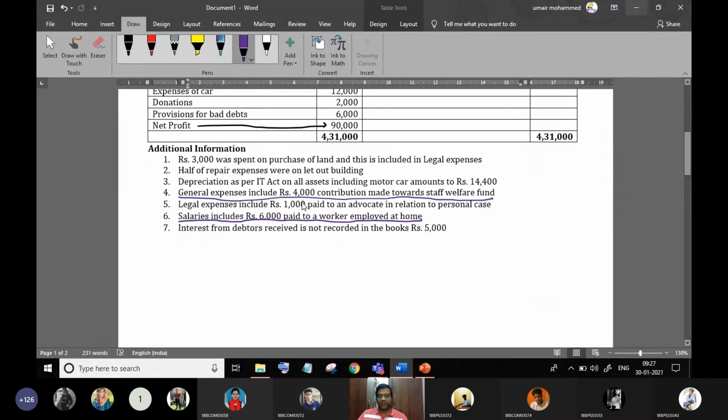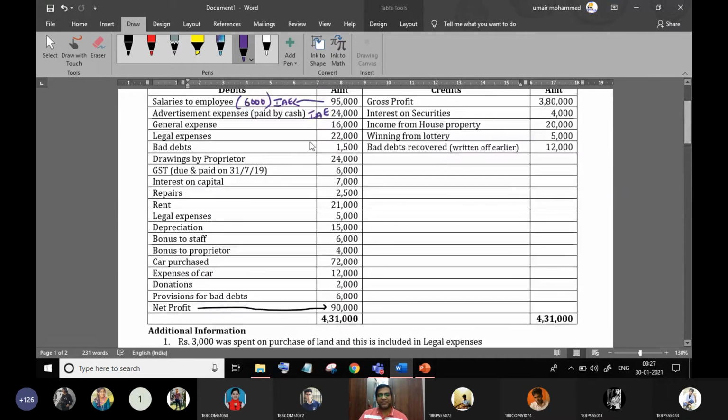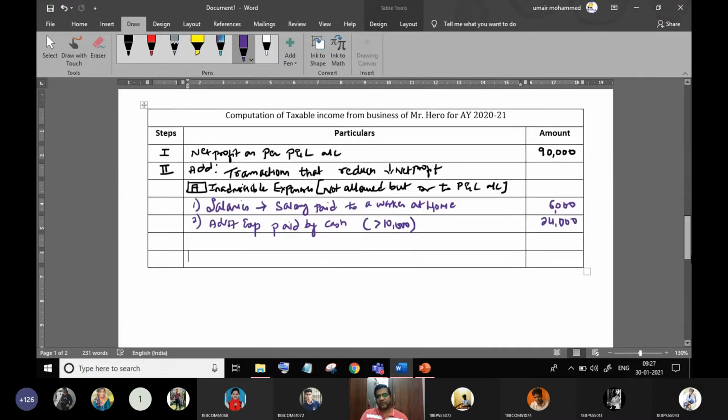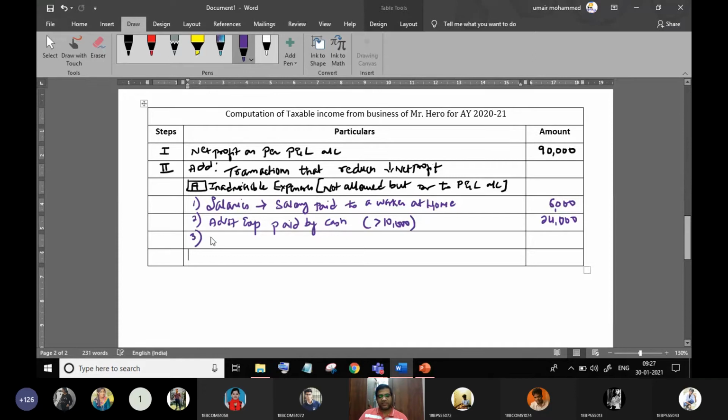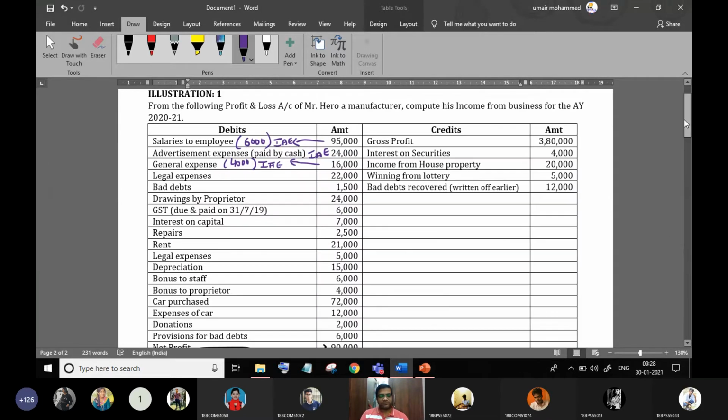And how much is this? 4,000. So this 4,000 has been included in general expenses. So 4,000 on staff welfare fund becomes an inadmissible expense. So let's write here in the solution, item number 3 under inadmissible, staff welfare fund, which is included in general expenses. The amount is 4,000. Okay, let's go back to the profit and loss account.